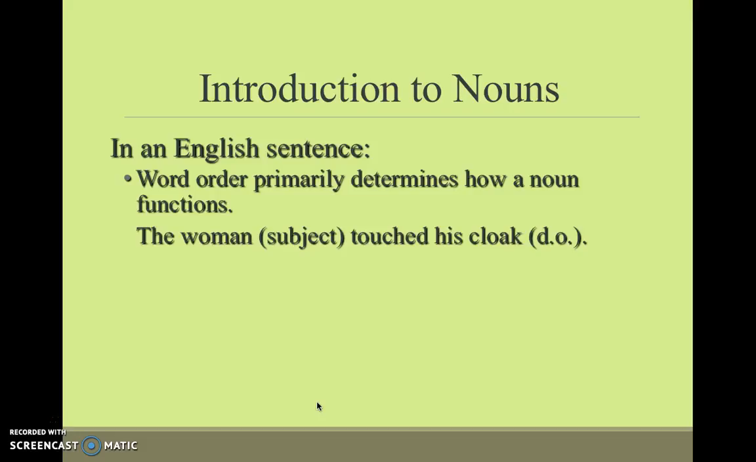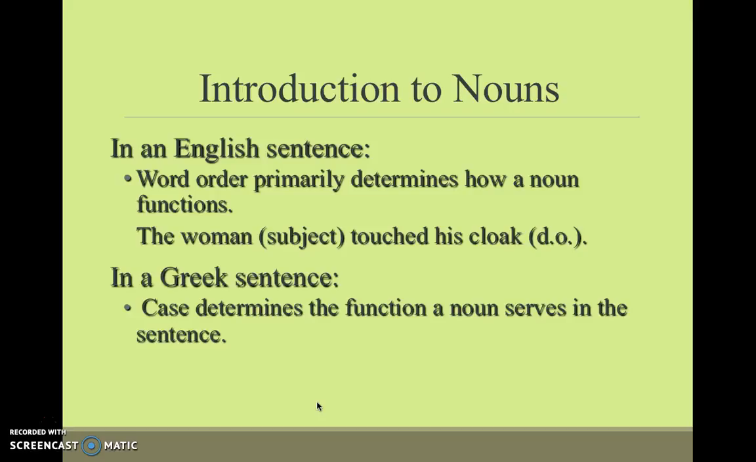In English, though we may not always be aware of it, because if English is our native language or our first language, then we may not be as aware of the grammar that we are using at all times, word order is what primarily determines how a noun functions in a sentence. So woman as the subject here is towards the beginning of the sentence. It precedes the verb, and then the direct object will come after the verb in English. Greek does it a little different.